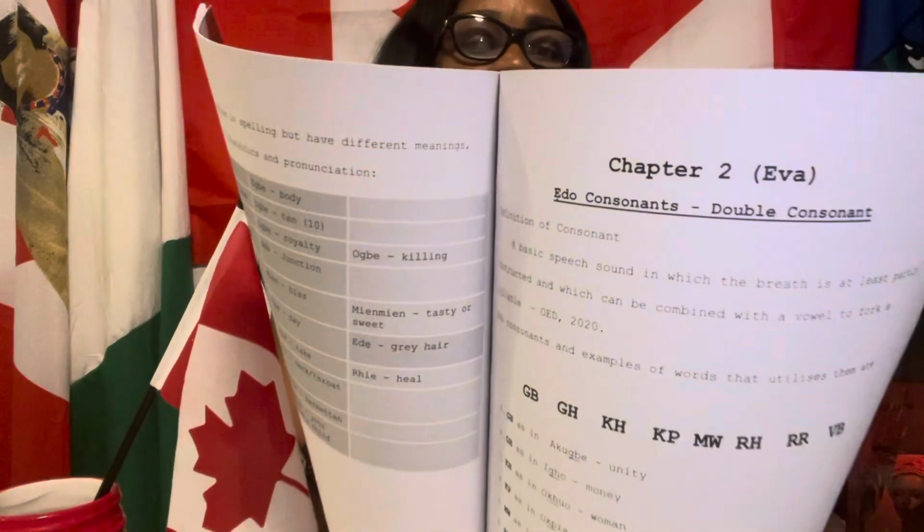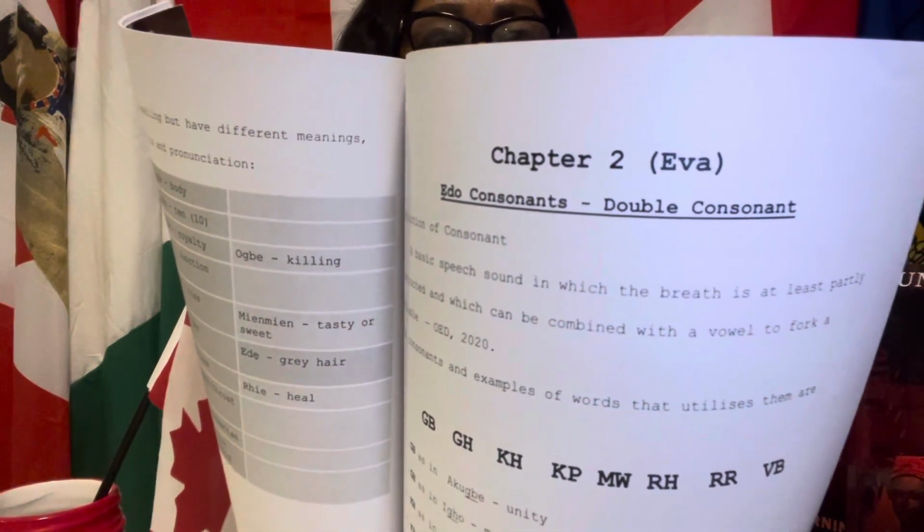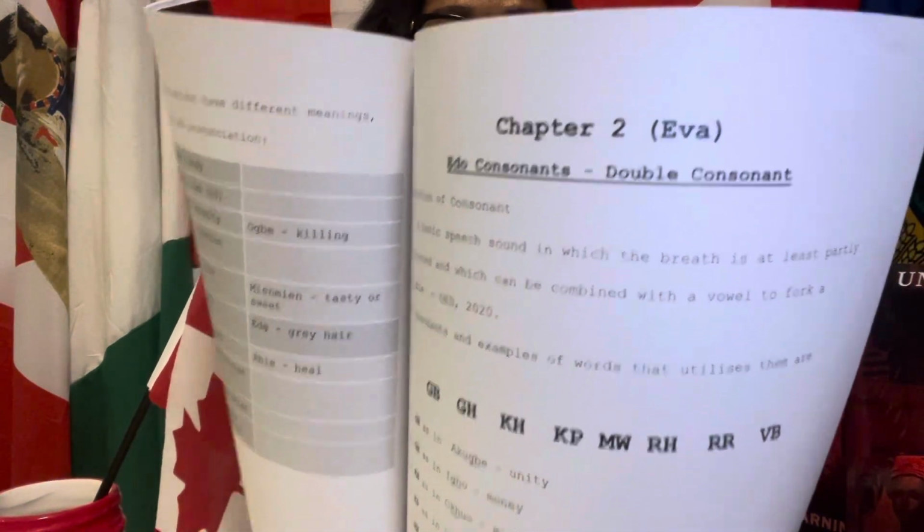Chapter 2, consonants. Chapter 1, Ėdo vowels. Chapter 2, that's the consonants. And the consonants already done, letter H, letter K, they are consonants.